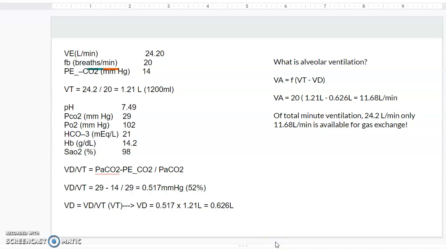Healthy subjects have a VD-VT ratio of about 30 to 40% at rest. And then as you exercise, it's going to change, obviously. Any dead space higher than normal could be due to either a pulmonary embolism or pulmonary hypertension. So those are kind of the big takeaways from this patient's case.